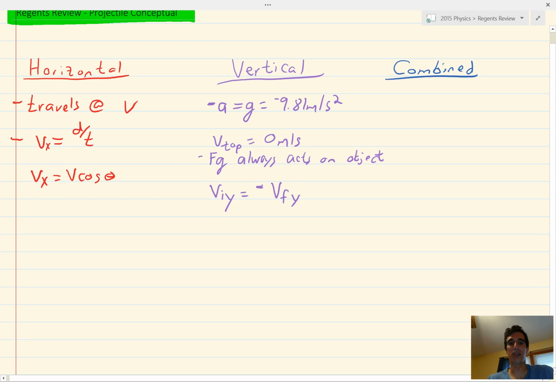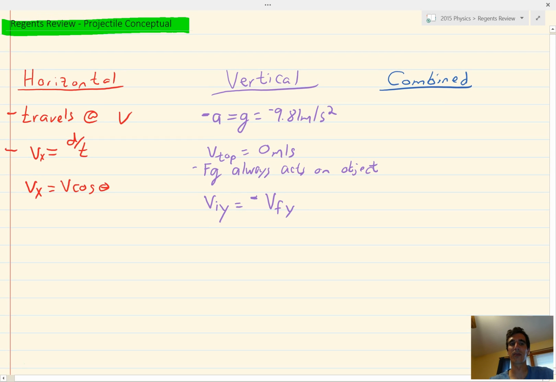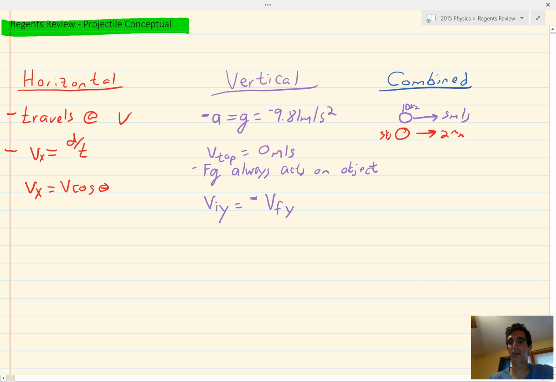Okay, let's see, what else? Now let's look at it combined. So let's say you're standing on a building and you throw something horizontally. And let's look at two objects. Let's say you throw a 10 kilogram ball at 5 meters per second. And we'll say a 3 kilogram ball going at 20 meters per second.